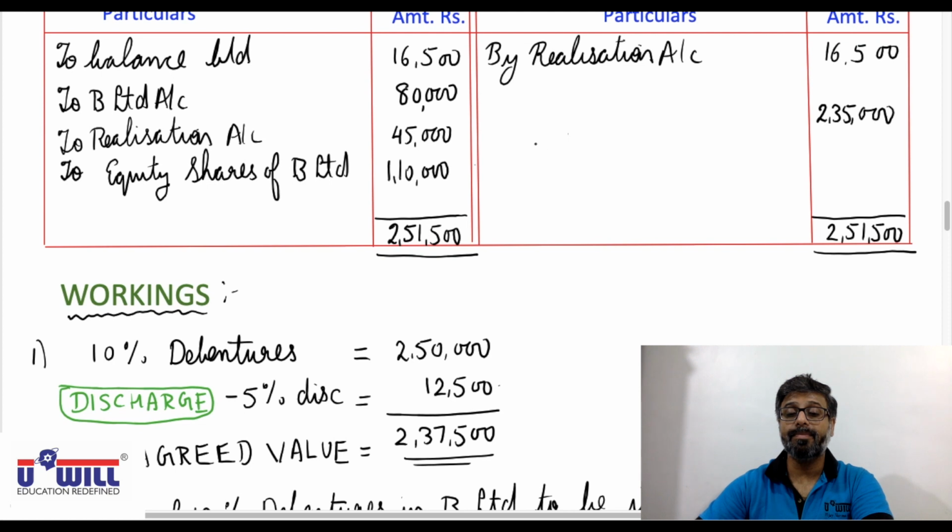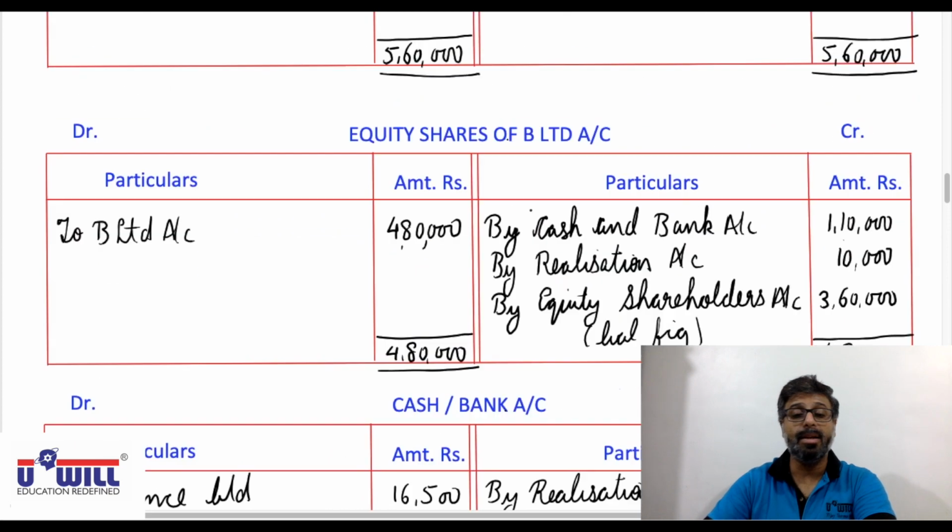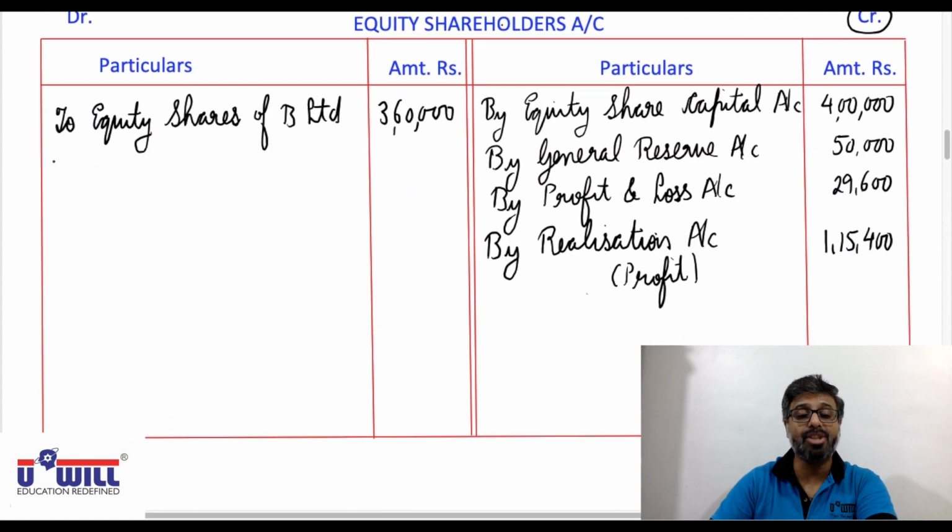By equity shareholders account, in bracket balancing figure. So balance cash remaining 2,35,000 will be paid to equity shareholders. Opposite side, so equity shareholders on debit side, to cash and bank account 2,35,000.